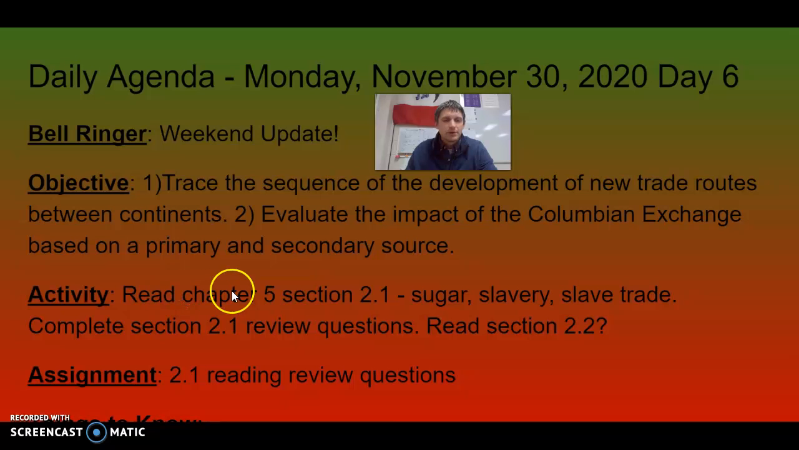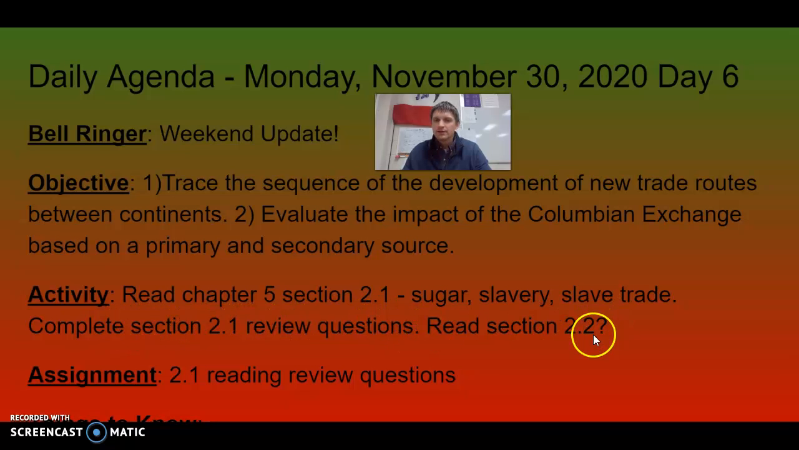What we'll do today is we'll read chapter 5, section 2.1, which is about exploration, the discovery of the Americas, and then the triangular trade that resulted because of that. So it all involves sugar, slaves, and slave trade between three different continents. And that's not all, but those are some of the main components from the triangular trade. And then there's an assignment that we'll complete as well.